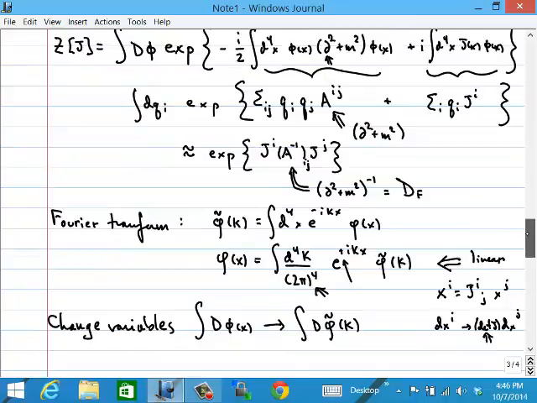So again, if you want to think about this a little bit more prosaically, you could imagine discretizing space, so that the integral d phi here would be a product over all values of the spatial variable x of d phi of x. And that would then correspond to some discretization of the allowed momenta. And so this would really be a finite change of variables and a discrete Fourier transform rather than a continuous Fourier transform.